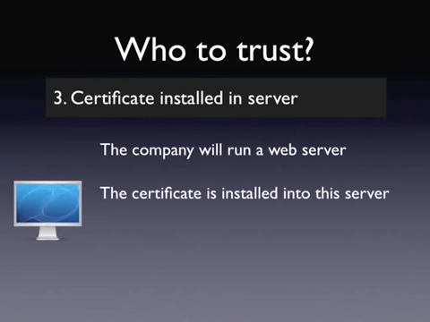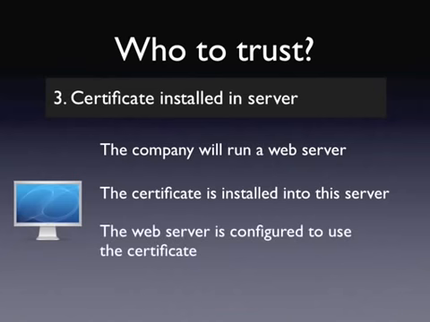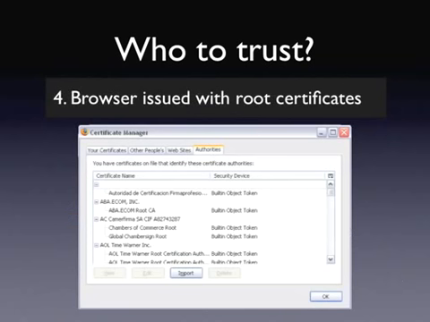Now that certificate is then given back to the company who installs it in the server. So the company will run a web server and that certificate is installed into it. They may run Apache or Tomcat or WebSphere or WebLogic, most likely Apache, who knows. This certificate is installed in, and you can configure the web server to then use the certificate. From then on, that certificate is going to be used in the handshake process we outlined.